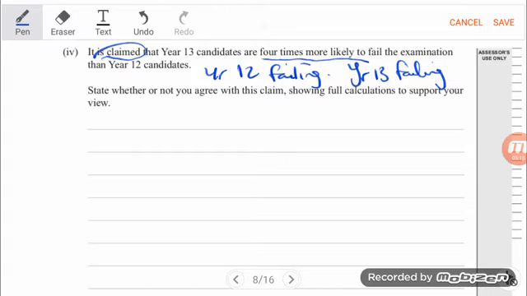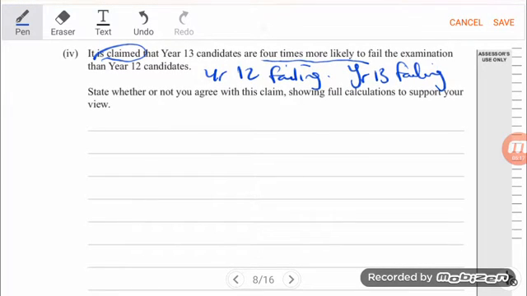And which one are we comparing to which? Remember, we want one of these divided by the other. So we want year 13's being more likely to fail. So year 13's would be underneath, and then the year 12 candidates on top. Okay, we've got year 13 candidates more likely to fail than year 12, so we need to divide by the year 13s here.